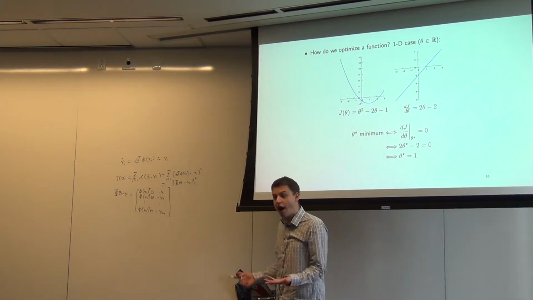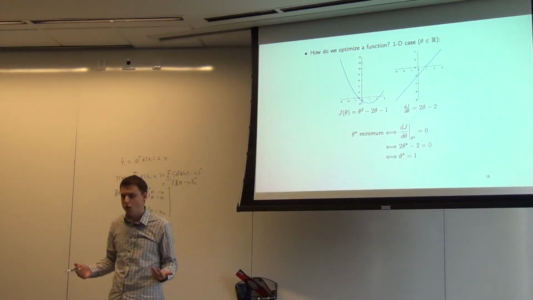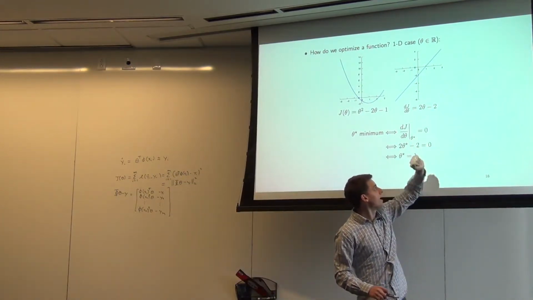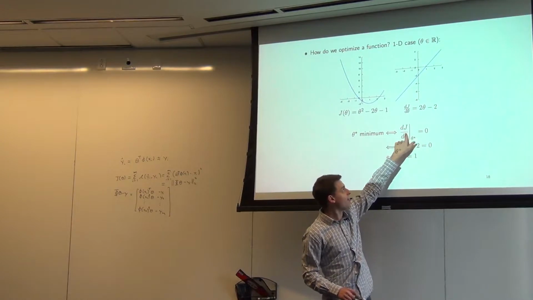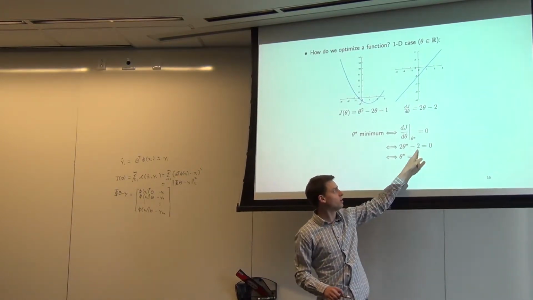And so to find the optimal value of theta, a little more rigorously, what we can do is take the derivative and look for the point where that thing is equal to 0. So we set this expression here equal to 0.